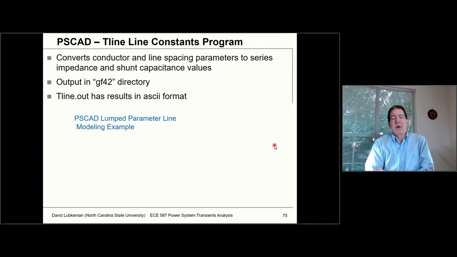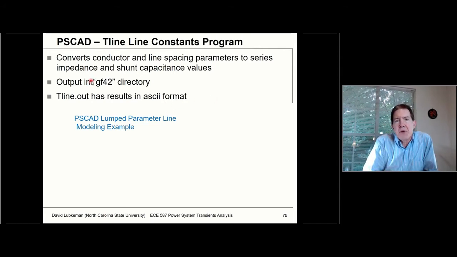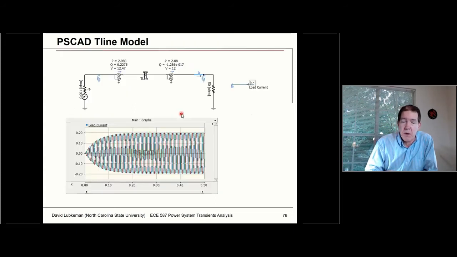You guys have probably noticed that when you run these programs, you'll see a GF42 or GF46 directory showing up. That's because this transmission line program is a standalone program, and it spits the results out in this directory. There's a file that gets generated as a result called tline.out. So anyway, here's an example of using the transmission line parameter calculations using T-line.